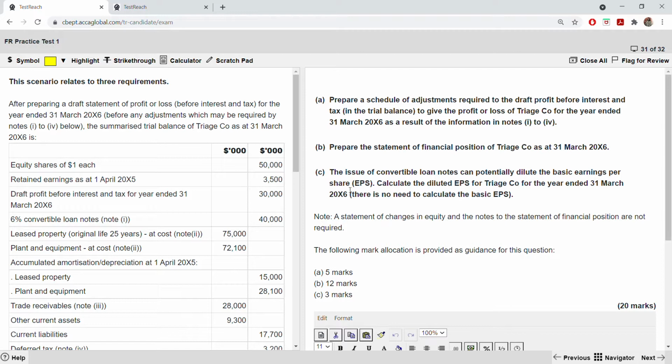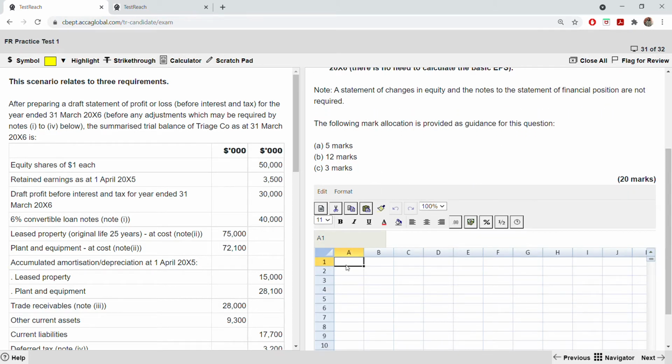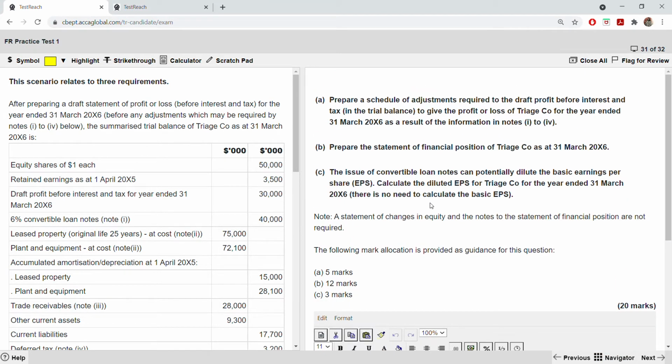So when you are using Excel and you have many requirements like this, how do you start? You have 3 requirements and you only have one Excel. You have to clearly mention for which requirement you are answering. So first let us start with A. It is always advisable to start in the order given to you, especially if it's a calculation question like this: A, then B, then C.